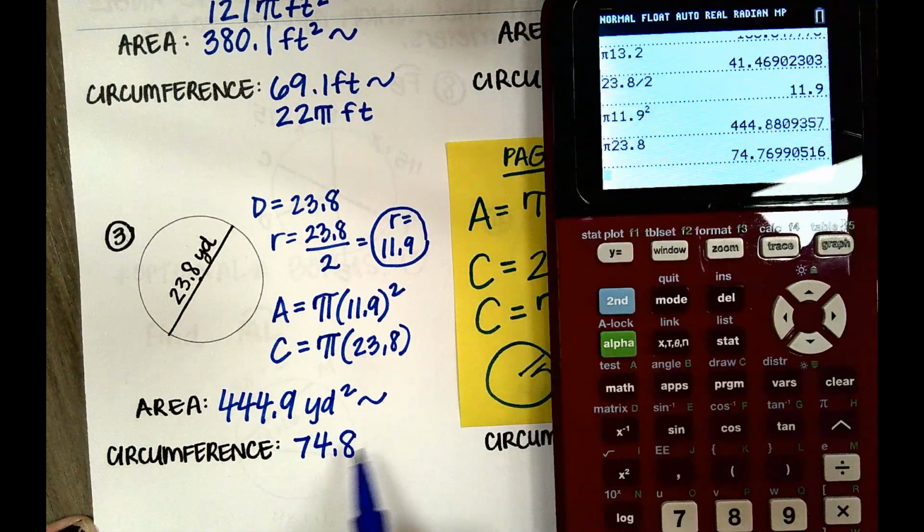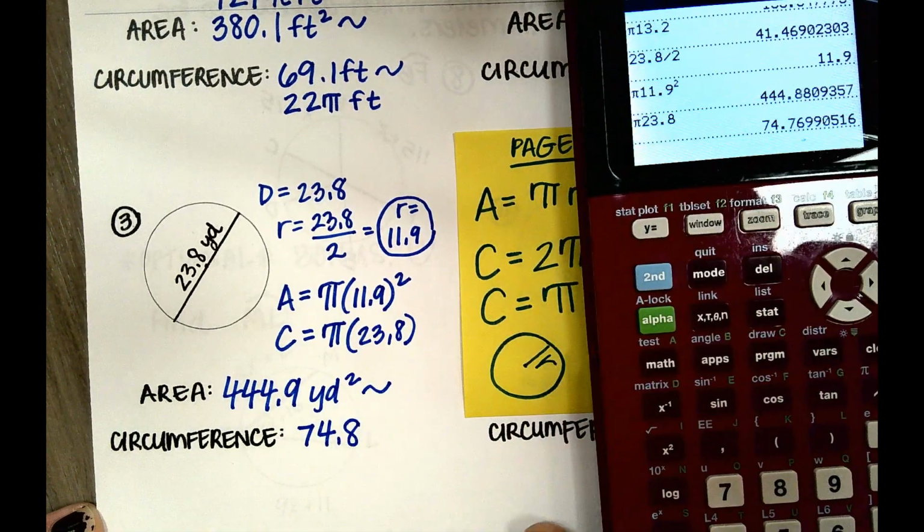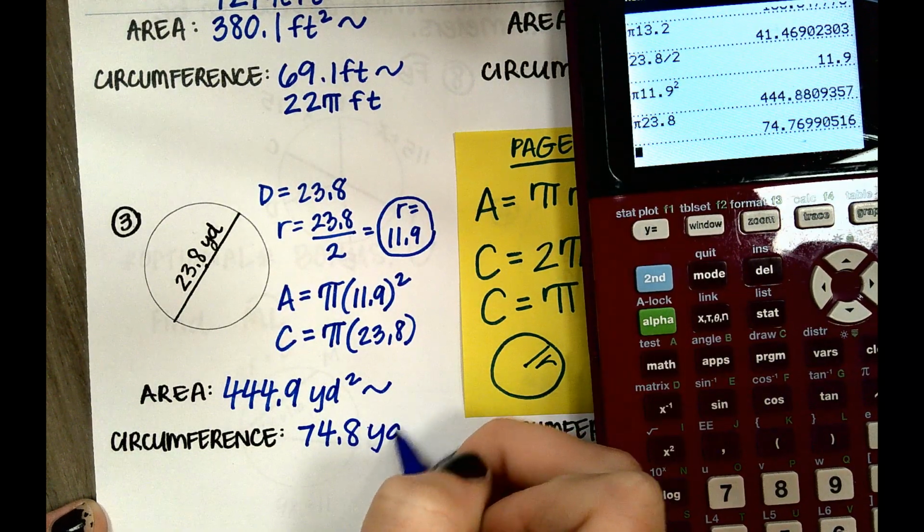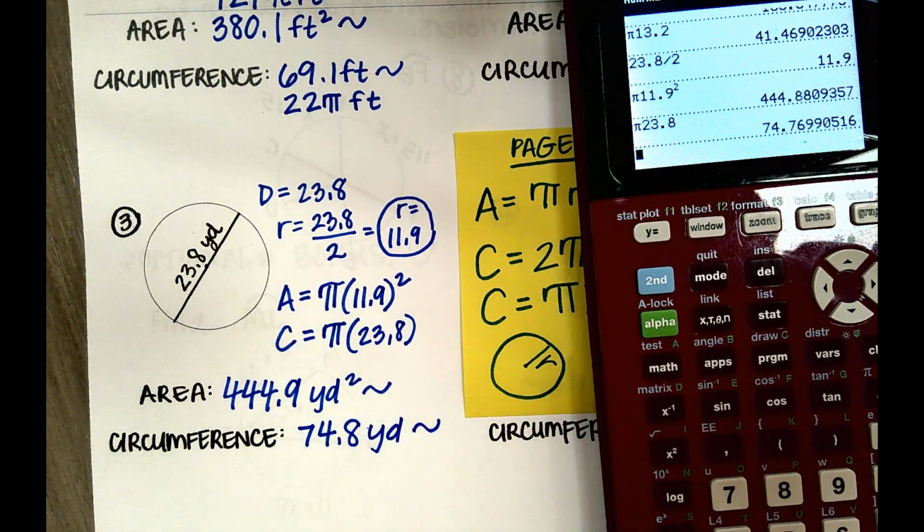And again, circumference is just like perimeter. It's a length, so it's not squared. It'll just be yards. And it is approximate. Don't forget the tilde. If you don't have a tilde, you might lose a point. Don't forget it.